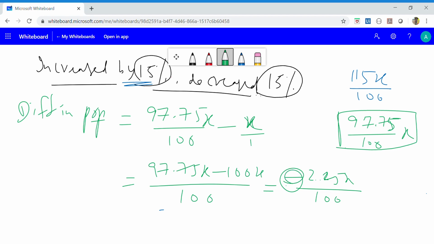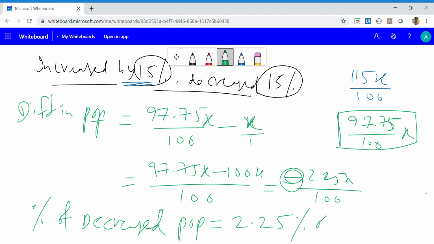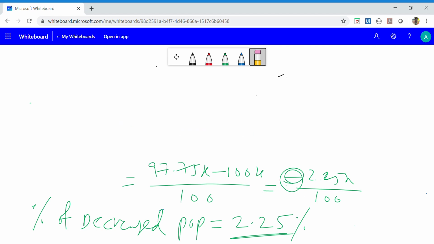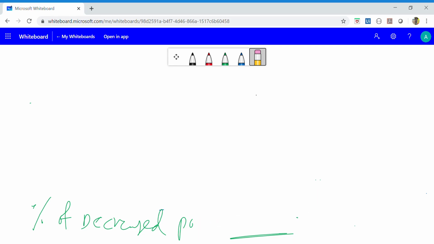So the percentage of decreased population is 2.25% of the population x. Why did you get a decrease? Because the percentage of increase and decrease is the same, that is first a 15% increase and then a 15% decrease. I will now explain this in the shortcut method, the quicker method.